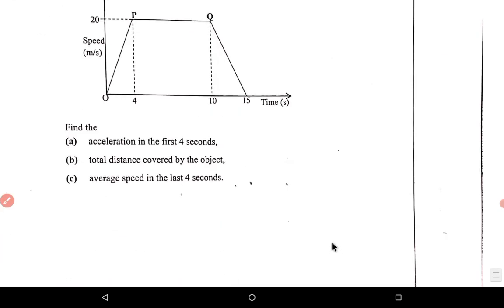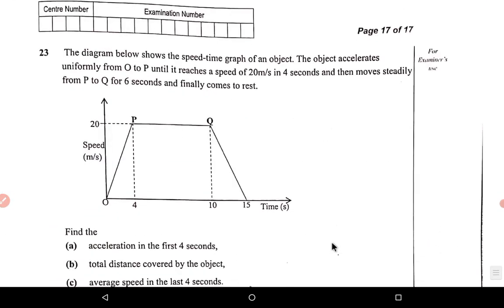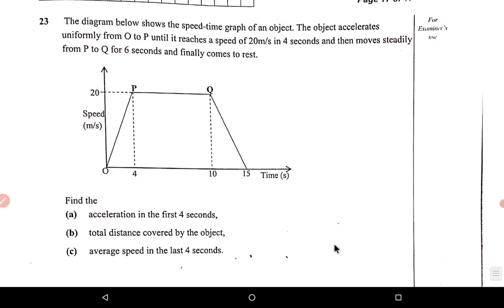Last question in this paper. The diagram below shows the speed time graph of an object. The object accelerates uniformly from O to P. It reaches a speed of 20 in 4 seconds and then moves steadily from P to Q for 6 seconds. Then it comes to rest. Very simple question. Find the acceleration in the first 4 seconds.